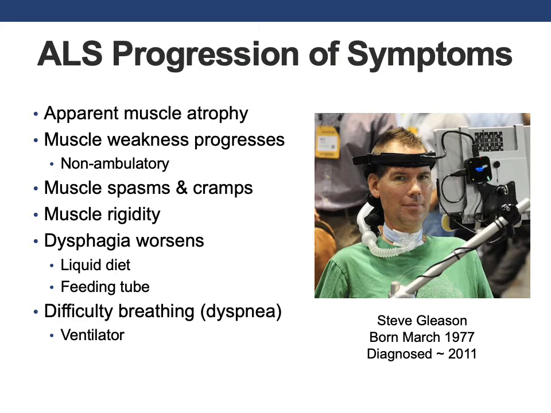The dysphagia worsens to the point where they may be on thickened liquids in a pureed diet to an eventual liquid diet through a feeding tube. The difficulty breathing, dyspnea, will also require the use of a ventilator 24/7.